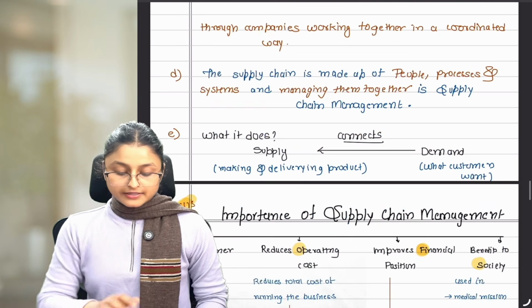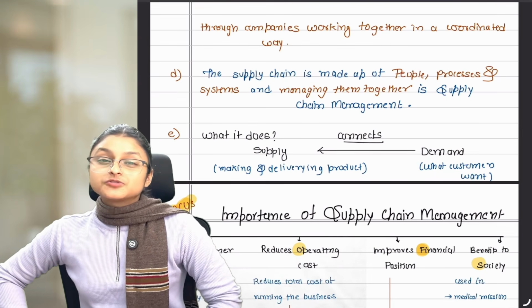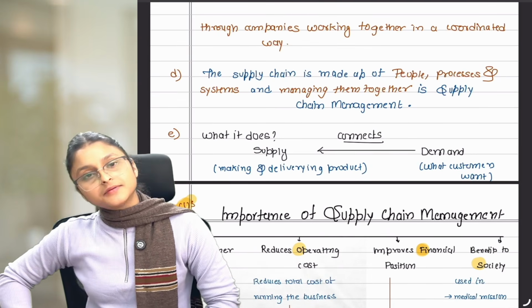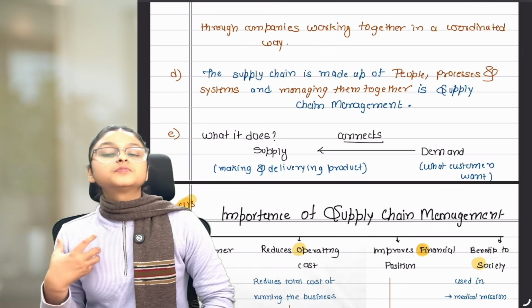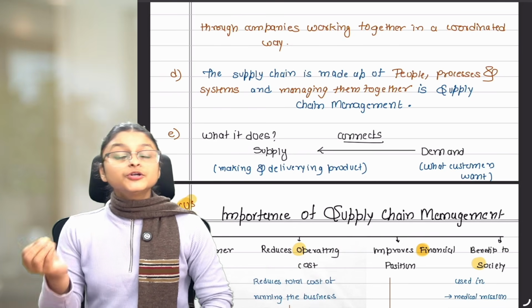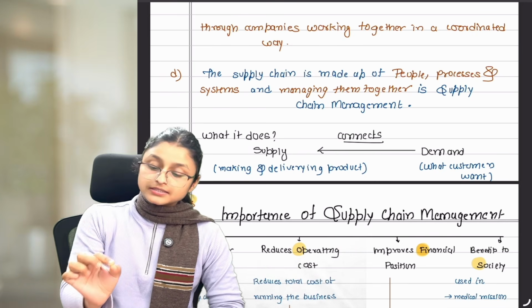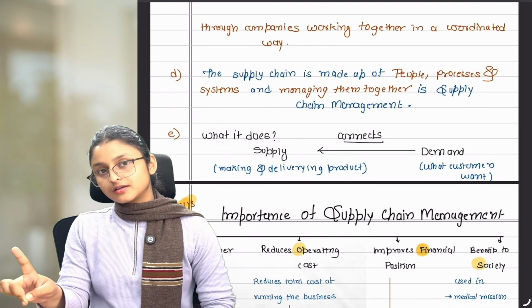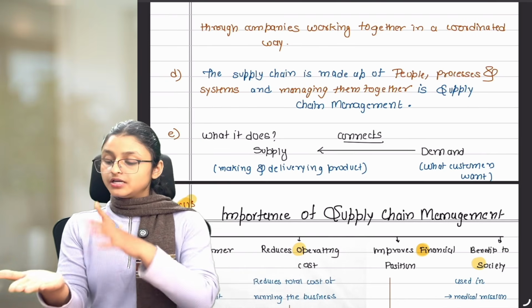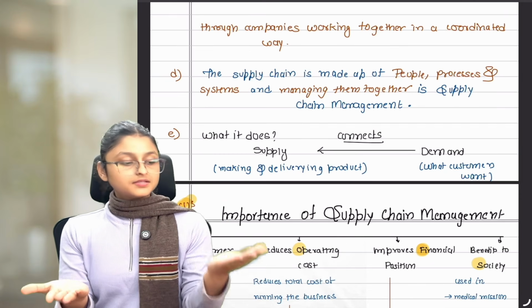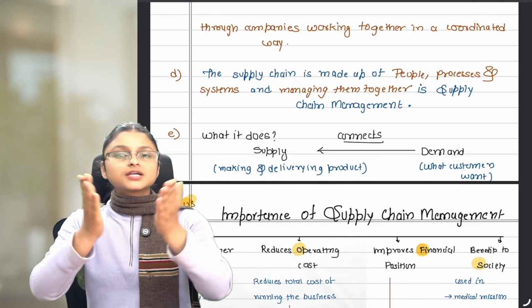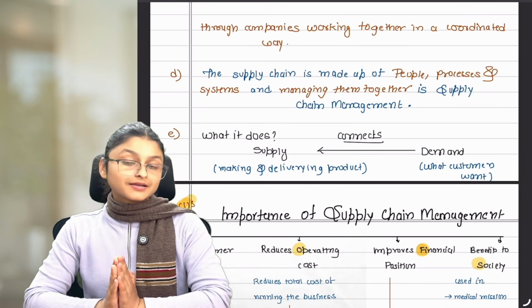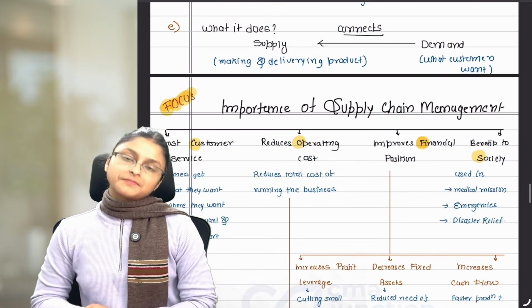Next is, with the help of supply chain management, we are able to connect our supply and demand. Demand is what customers want. So we try to make the product which can satisfy our customers' demand. After finding out what customer wants, we make the product and then we match our supply with the demand of the product. Next is importance of supply chain management.